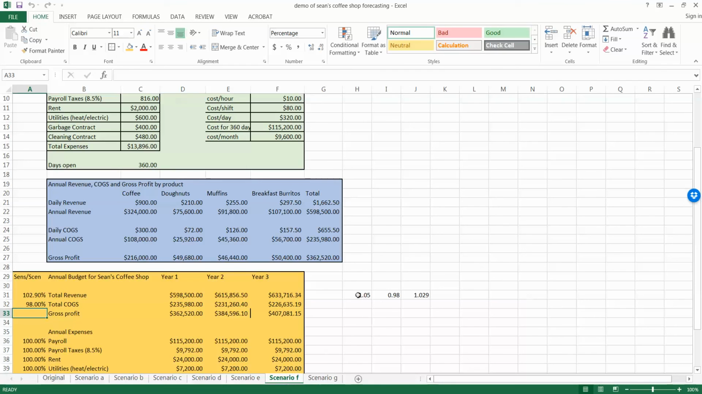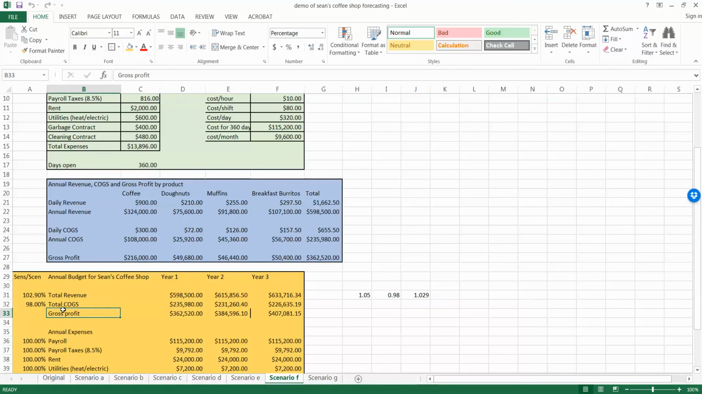Scenario F was a little more complicated because we had a pricing increase of 5% but a unit decline of 2%. So we need to take the product of those two, because our formula for revenue is price times quantity. So we need to take the impact on price, which is 1.05, and multiply it by the impact on quantity, which is 0.98, and we get 1.029. So 102.9% is our sensitivity scenario factor that we're going to use.